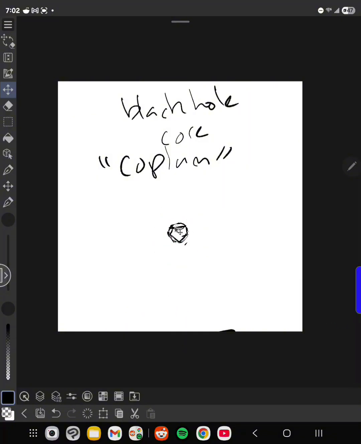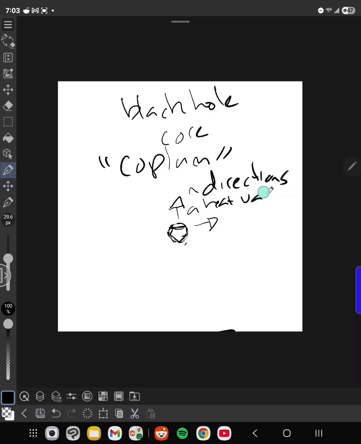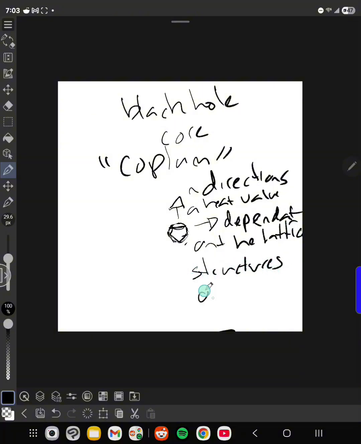Okay. So we have our core, which means that it's expressing a heat value. It's expressing in all directions, well, I'll just say n direction, a heat value dependent on the lattice structure orientation.